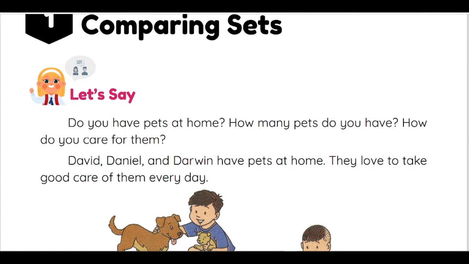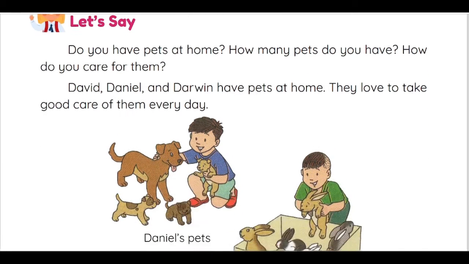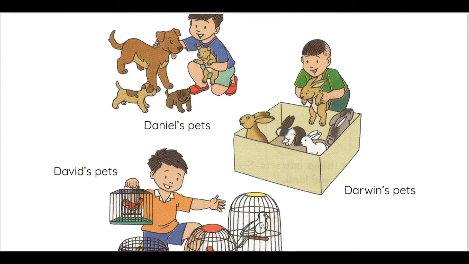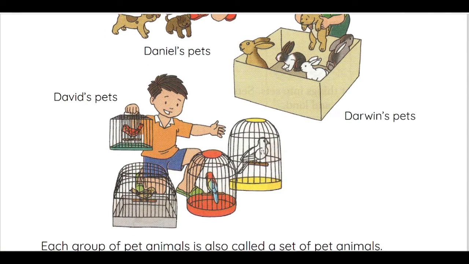David, Daniel, and Darwin have pets at home. They love to take good care of them every day. So this is Daniel's pets. As you can see, if you count it, he has 4 dogs, 3 pups, and 1 young dog. Darwin's pets are rabbits. He has 5 rabbits with different colors. And David's pets are different kinds of birds. He has a parrot and a dove and all kinds of birds in their cages.